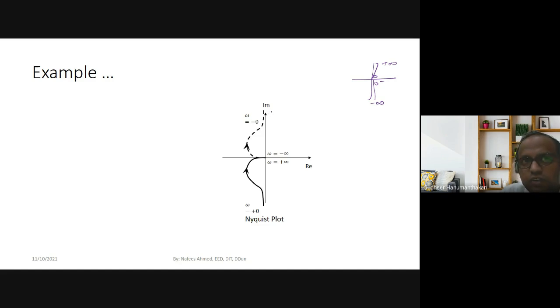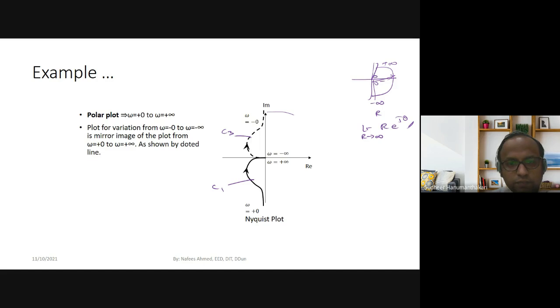C1, C2, C3. C3 is this one. C3 mapping is this one. C1 mapping is this one. Now let us see how to map an arc of radius, limit r tends to infinity, r e power j theta.